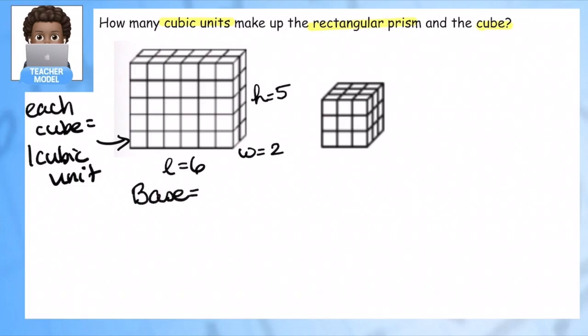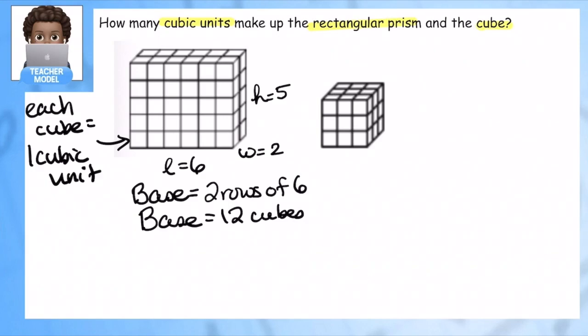And I can see our base has 2 rows of 6 cubes. And I can see them: 1, 2, 3, 4, 5, 6 cubes. This is all 6 cubes. And 2 rows. So I know my base has 12 cubes.